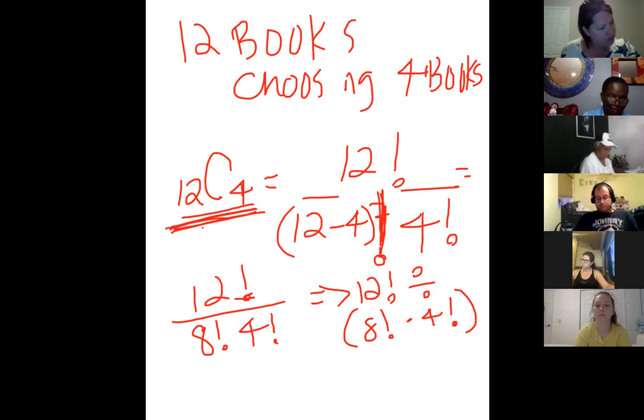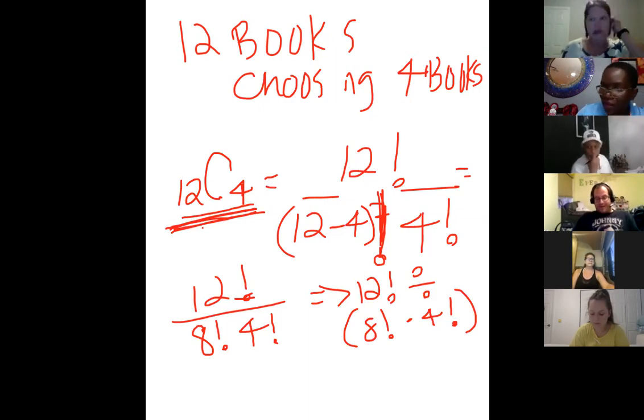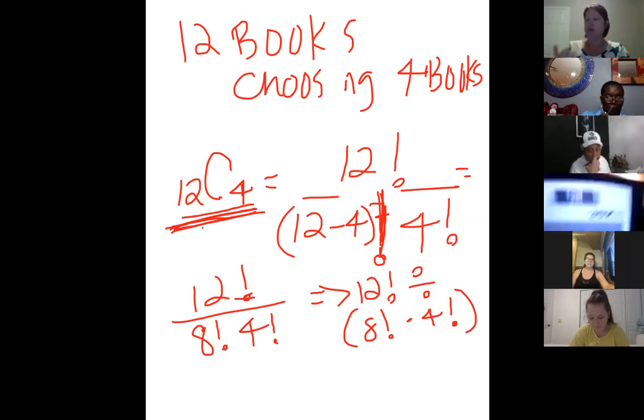What? I did something wrong. You did something wrong? Yeah, because I only got 495. Okay. So did you put the parentheses around the denominator or did you use the symbol? I did 12 factorial divided by open parentheses 8 factorial times 4 factorial close parentheses. Did that work out for you? No, it gave me 495. I didn't put any parentheses in.